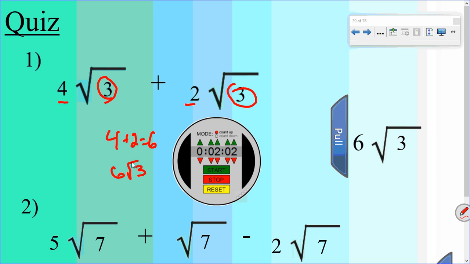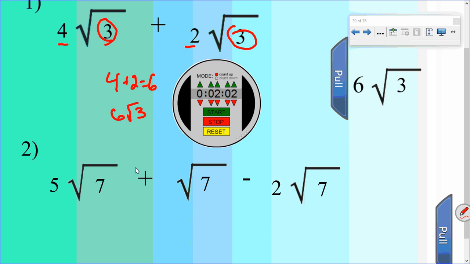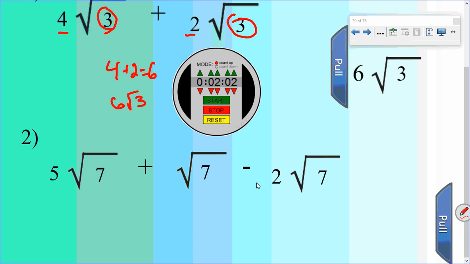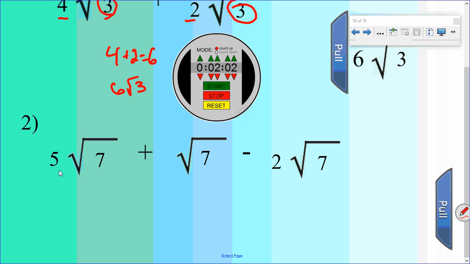Here's another one for you. Question number 2. 5 radical 7 plus radical 7 minus 2 radical 7. All right, give you a second to think about it. What do you get? Well, they all have a radical 7 in the inside number. That's the radicand. That's like the denominator. They're all the same. So I can add or subtract the coefficients.